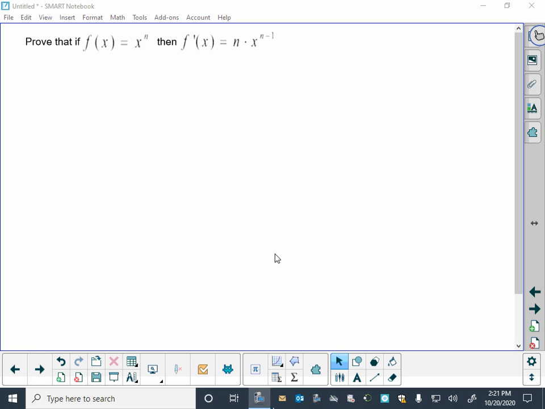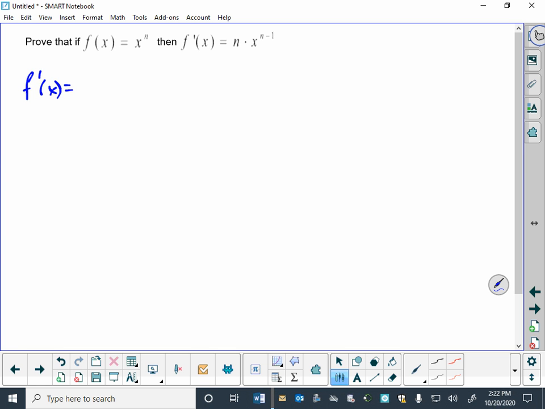All right, let's take a look at what the proof of this might look like. So we're going to prove that if f of x is equal to x to the n, then f prime of x is equal to n times x to the n minus 1. This is our power rule. And so our proof is going to have to start with the definition of the derivative.